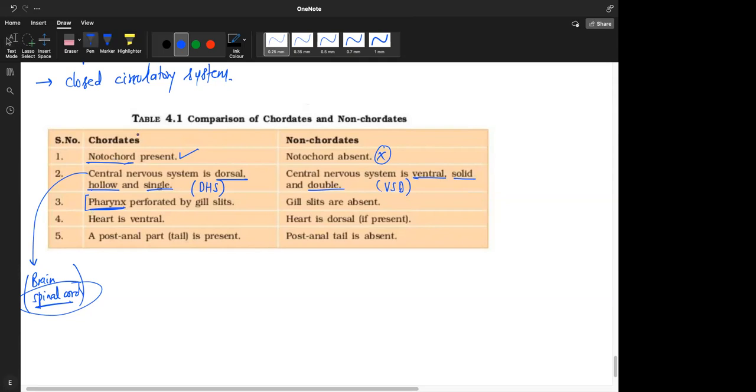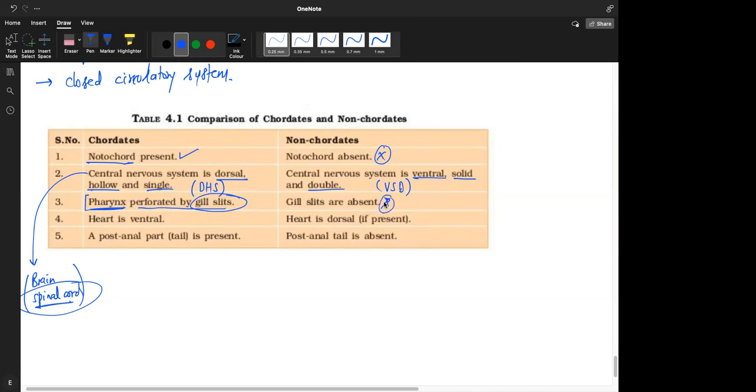So the difference is that in chordates, the pharynx part is perforated by gill slits. These gill slits are present in the pharynx region. Whereas in non-chordates, gill slits are not at all present. So non-chordate embryos do not have gill slits. Only chordate embryos have gill slits. Make sense?